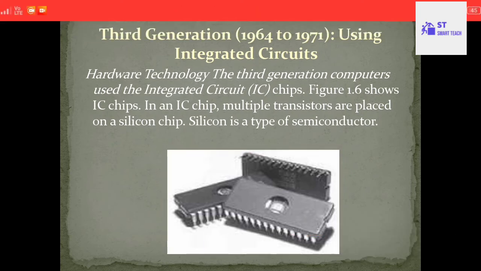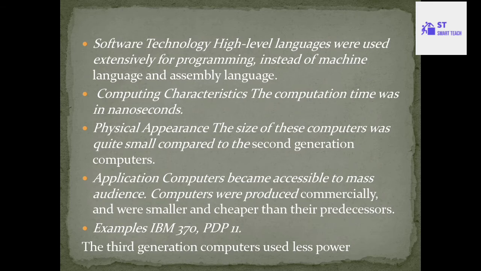Okay, so here the software technology is high level language. In first generation, machine language; second generation, assembly language; and third generation, high level language. High level language is nothing but human understandable language, that is English language. That English language can never be directly understood by the computer. The computer only understands machine language. So in these third generation computers, high level languages were used.